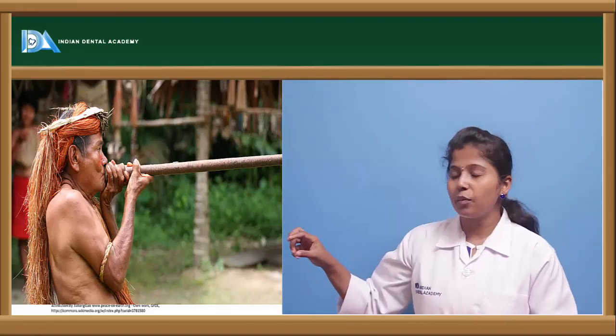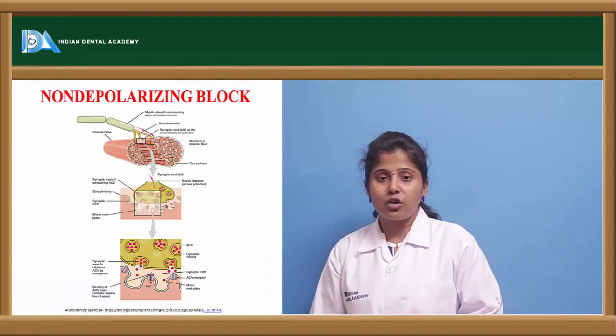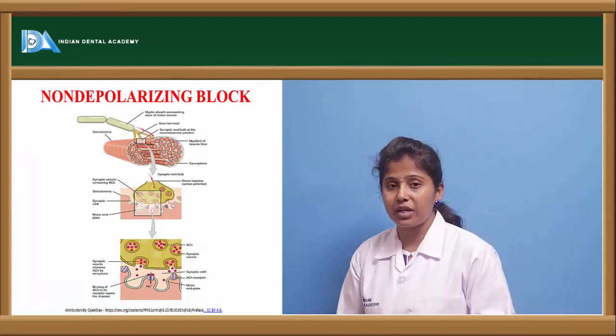So here we can see in the bamboo stick, the arrow poison is kept and it is blown for hunting by the tribal people. These are non-depolarizing agents. Let us see how the non-depolarizing blockade takes place.